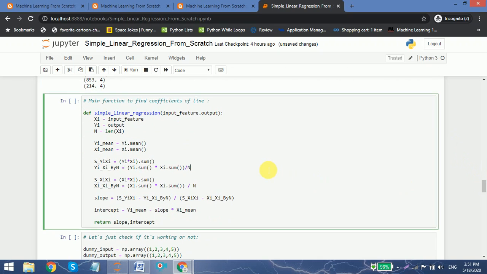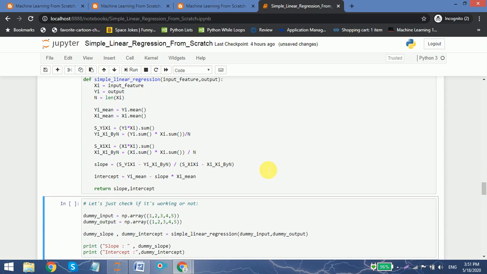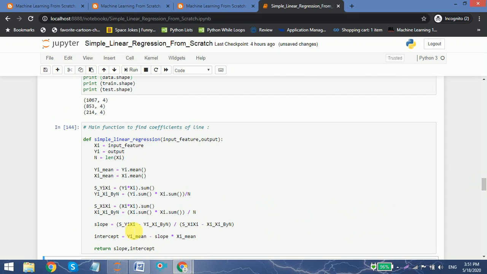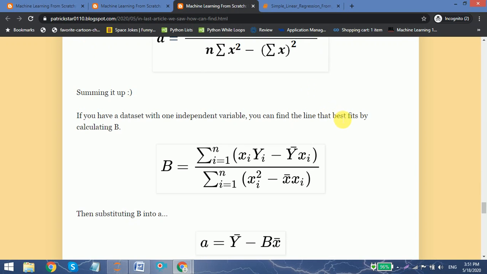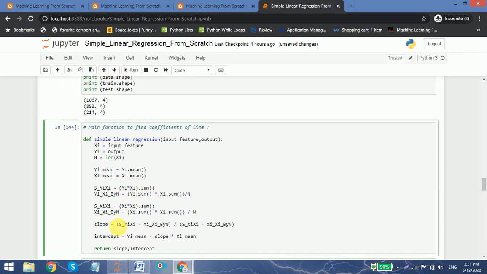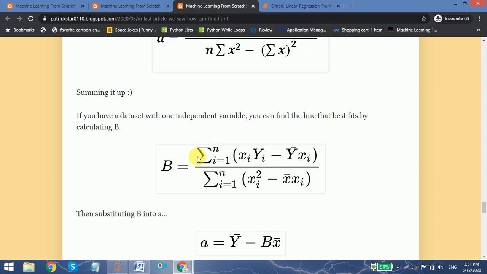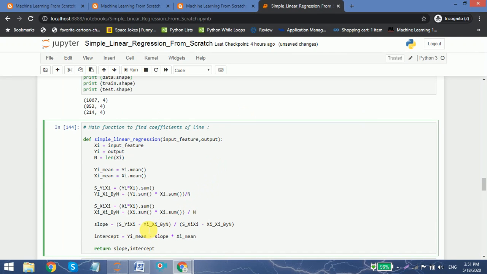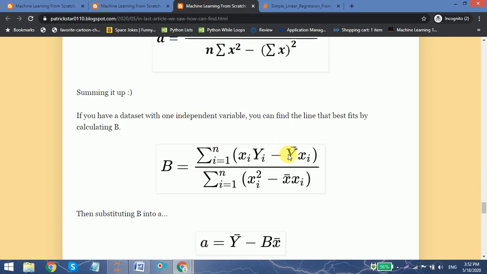Now here is our main function that we are going to use to calculate slope and intercept. Have a look at this. Our slope is s_yixi minus yi_xi_b_n, divided by this value. Let's see what these variables actually mean. s_yixi means yi into xi, dot sum. Here we are calculating the value of our slope, which has yi into xi dot sum; this is the summation sign. After that we have yi_xi_b_n, which means yi dot sum into xi dot sum, divided by n.